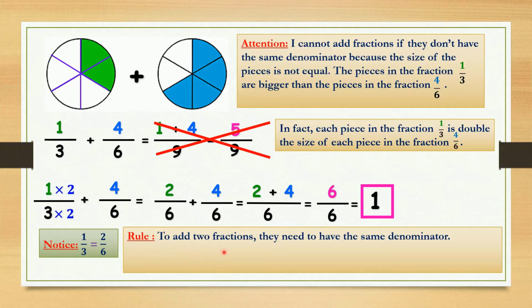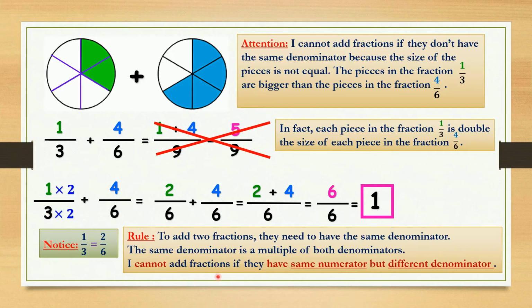Rule: to add two fractions, they need to have the same denominator. If they don't, we cannot add them. The same denominator is a multiple of both denominators. Here 6 is a multiple of 6 itself and a multiple of 3 at the same time.